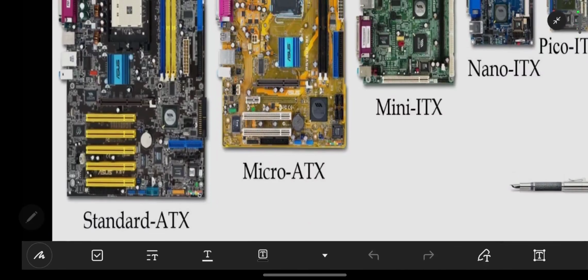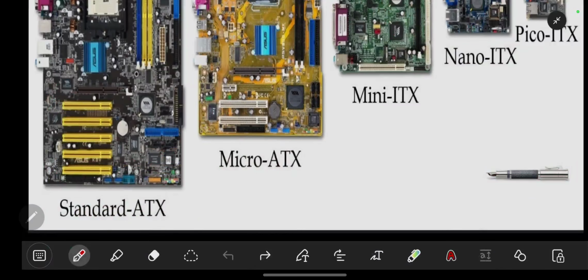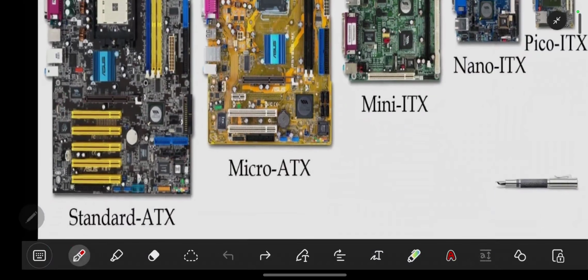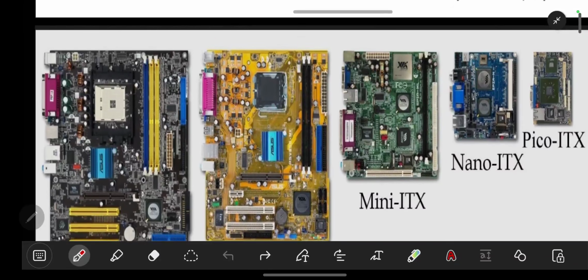So form factor is just the shape and the size, as you can see there. Now this is made up of the CPU. So as you can see, this is where everything is. So you can think of the memory and the CPU, it is found here.